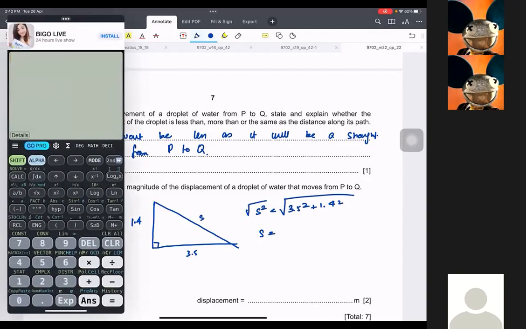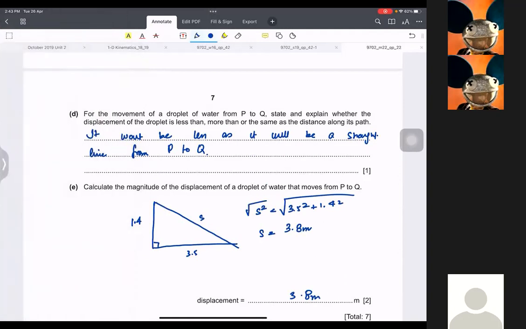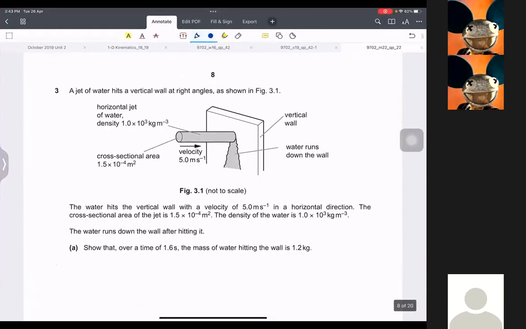So you use Pythagoras there and take the square root. 3.8. Pretty good, huh? If you have any questions, please let me know. Okay, all right, going to the next one.